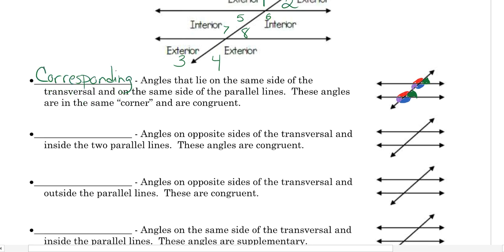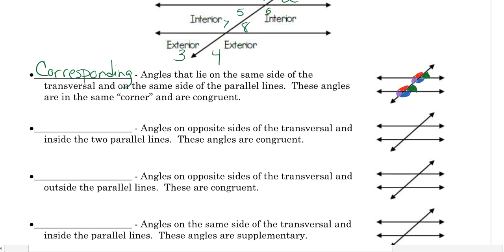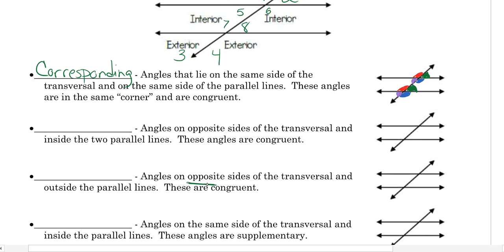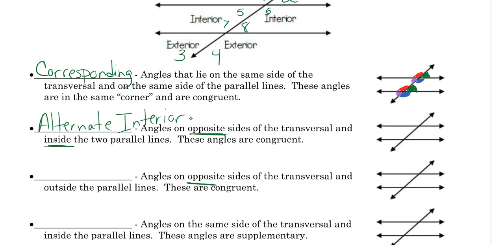Our next angle relationship are angles on opposite sides of the transversal and are inside the two parallel lines. Okay, so the key words here are opposite and inside. So we would call these alternate interior angles. So the alternate corresponds to opposite sides of the transversal, and then clearly interior corresponds to inside.